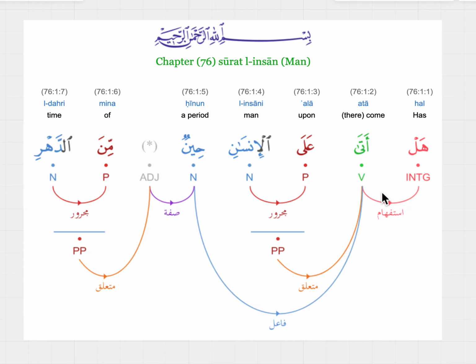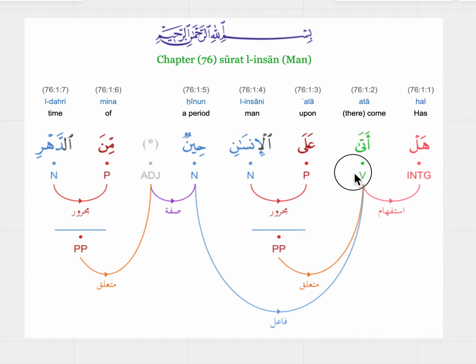Let's read it first. هل أتى على الإنسان حين من الدهر. The literal meaning will be: has there come upon man a period of time. Now let's say you don't know the meaning. Let's just look at the words themselves.